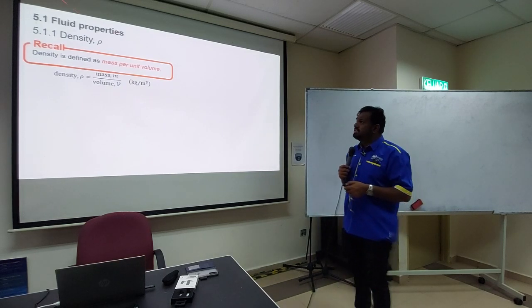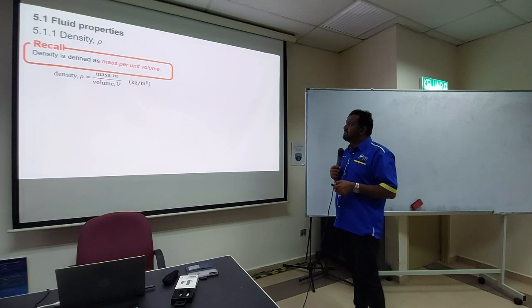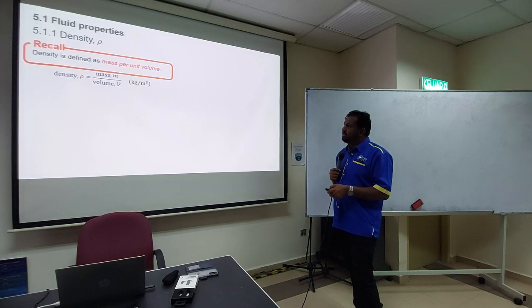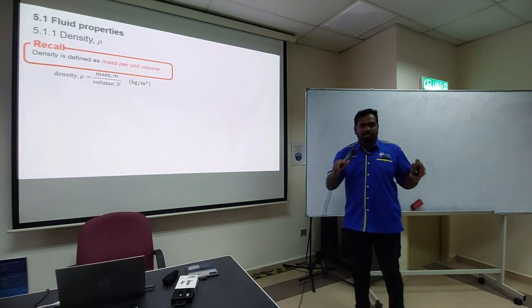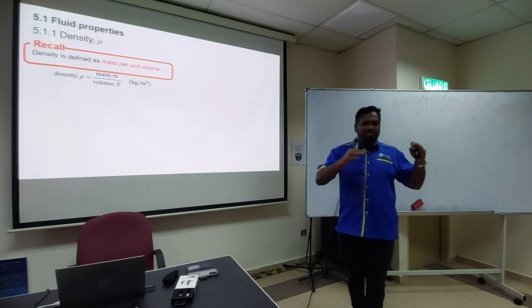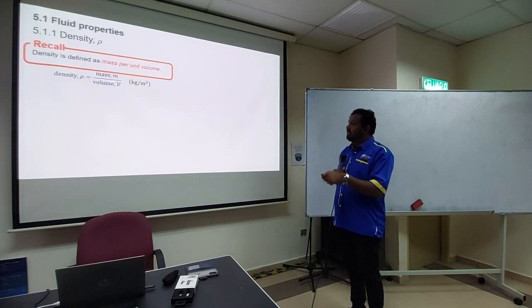The first one is density. So we have studied about this before. So density is defined as mass per unit volume. Okay, so mass m over volume v. So that is what we call as a density. So this we call it as a rho. Okay, so in 1 unit volume, how much mass you can put? So that is how density is defined.